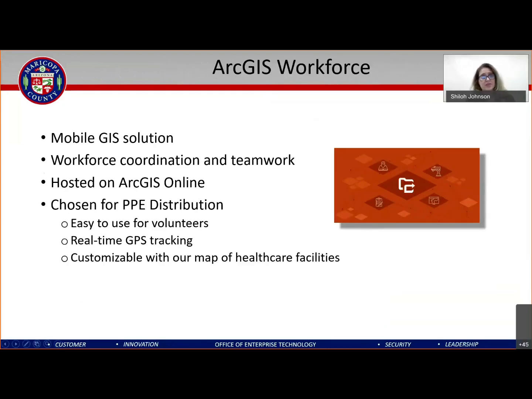Okay, so the first one I'm going to talk about is the Workforce application. One of the first very big tasks that we came across was distribution of PPE. As I'm sure you all know, there was a shortage of PPE back in March and April, and it's still difficult to acquire some PPE, like the gowns and the N95 masks and surgical masks. It's very hard for the places that needed it to get a hold of it.